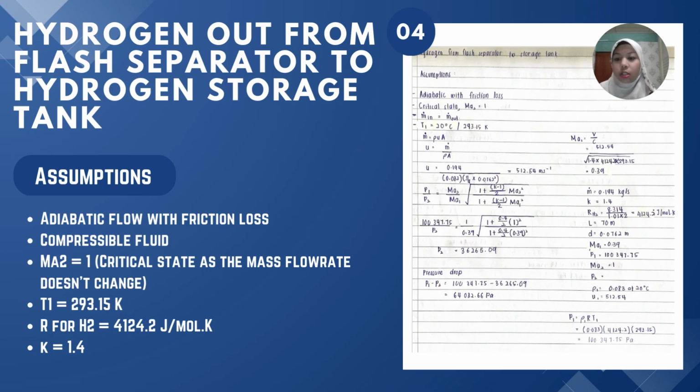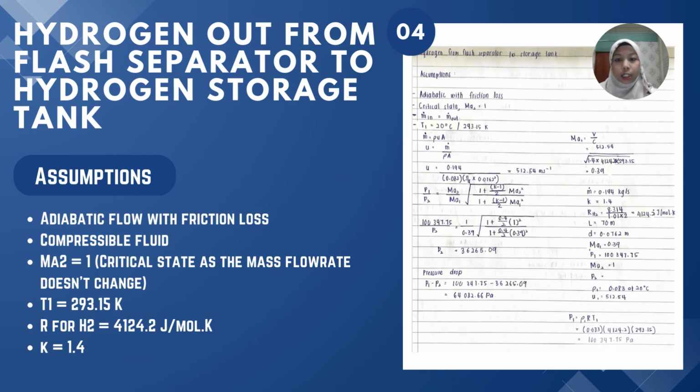R for hydrogen equals 4124.2 joule per kilogram Kelvin. K equals 1.4. So for the calculation steps, the first step is we need to find the Mach number for the entrance, which is Mach equals V over C. But we don't have the value for the velocity, so we need to find it first by using the mass flow rate that we got. Then our velocity is 512.54 meters per second.